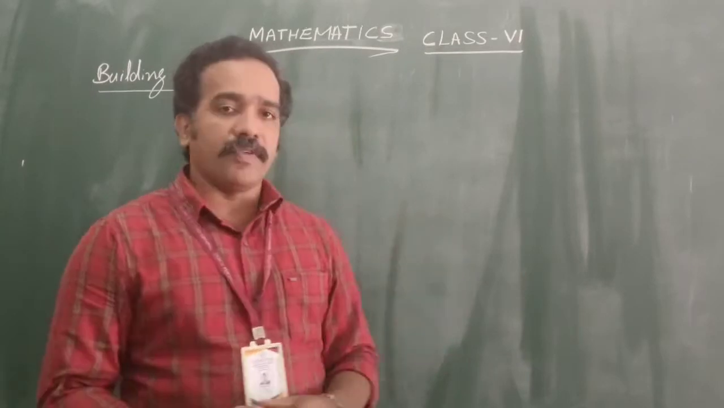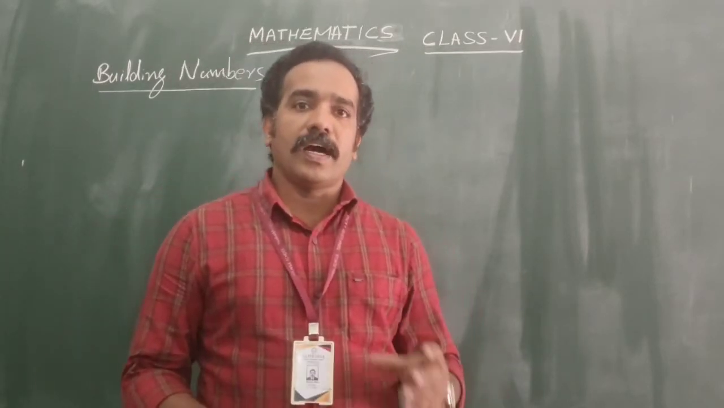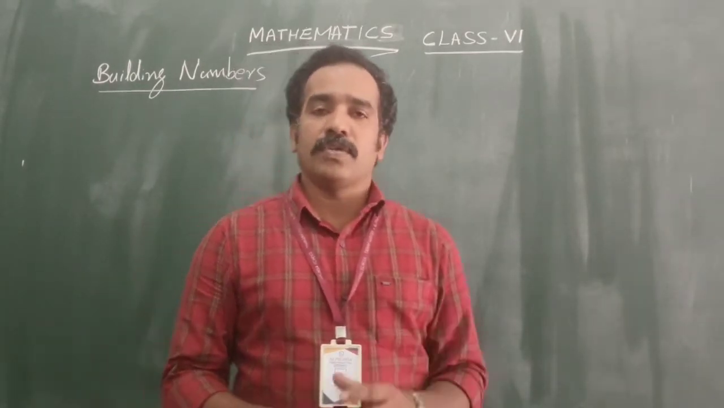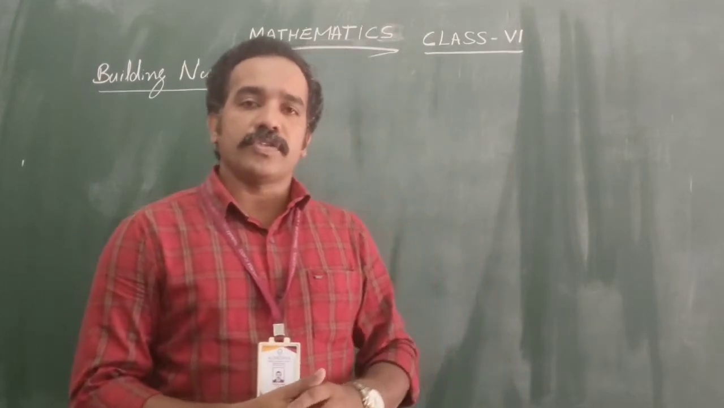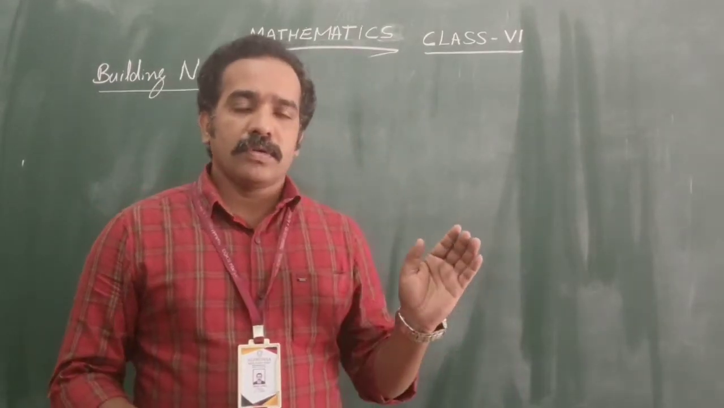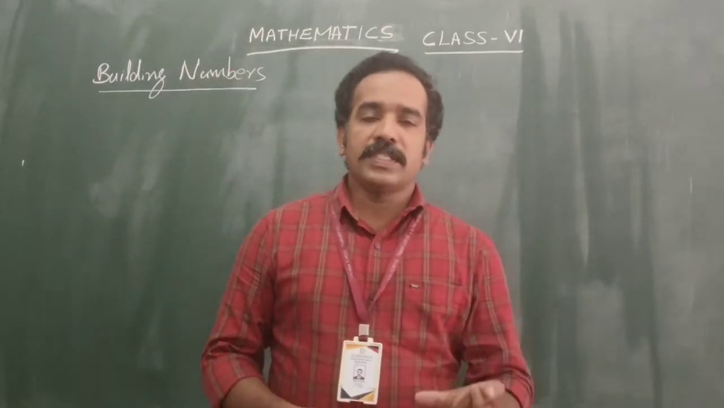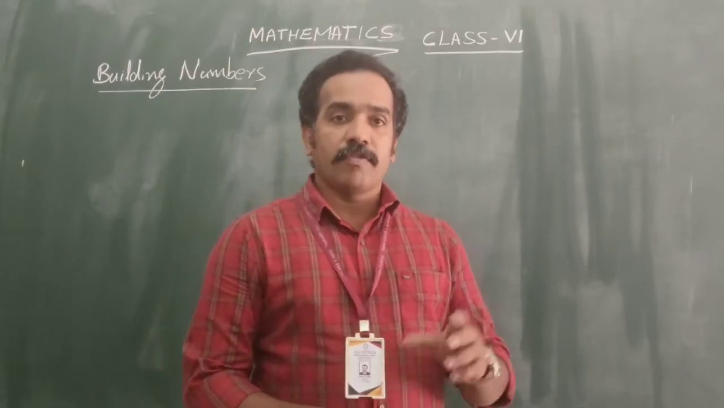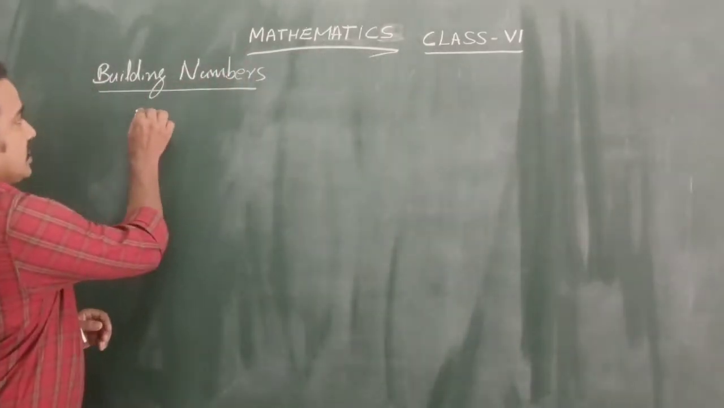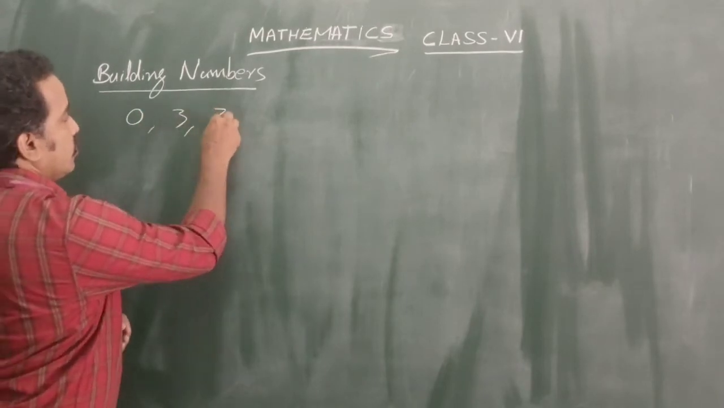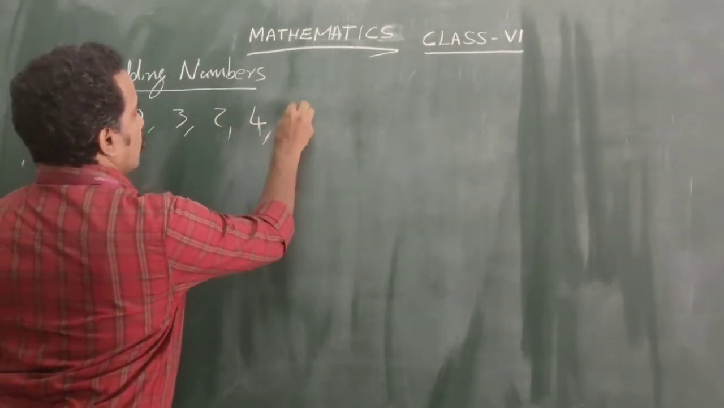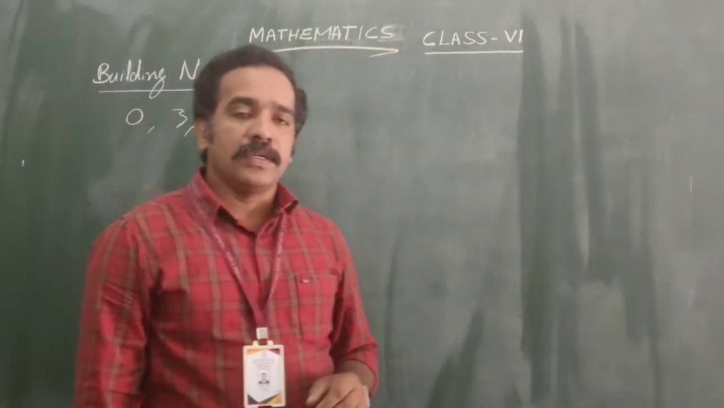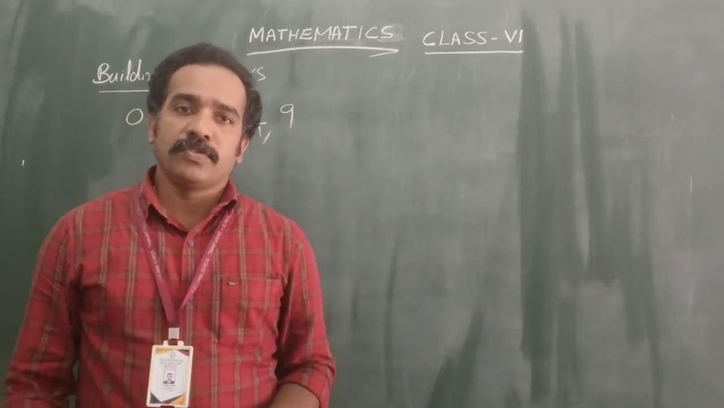Okay, let us see how we can build very large numbers using the Indian place value system. Later the international place value system we can discuss. So here the question is, some digits are given. How can we form numbers using the digits? For example, here the given digits are 0, 3, 2, 4, 9. So 5 digits are given here. Using these 5 digits, how many big numbers can we make?